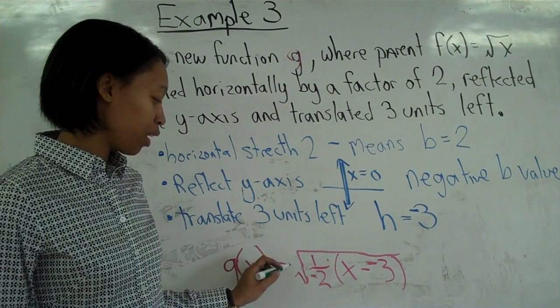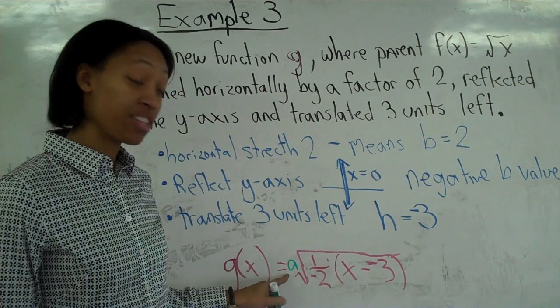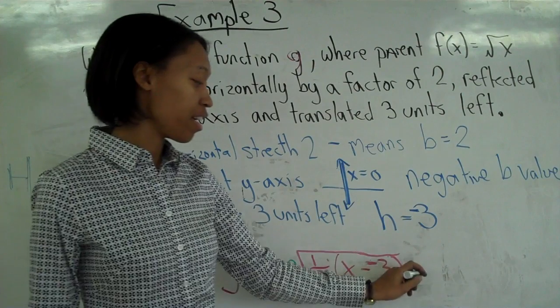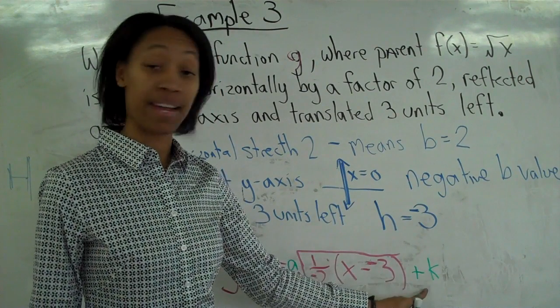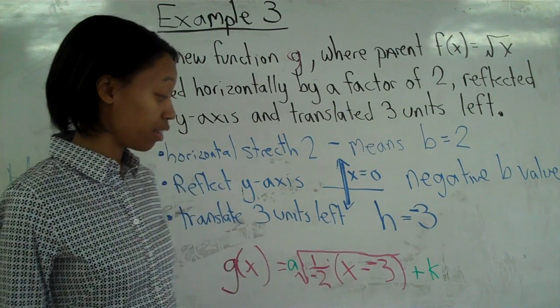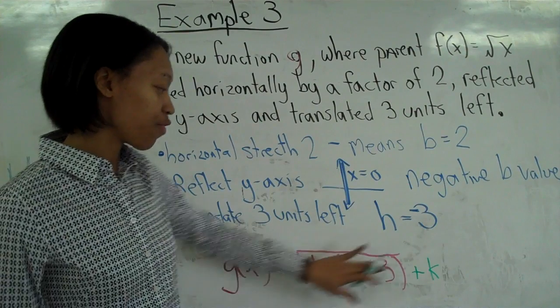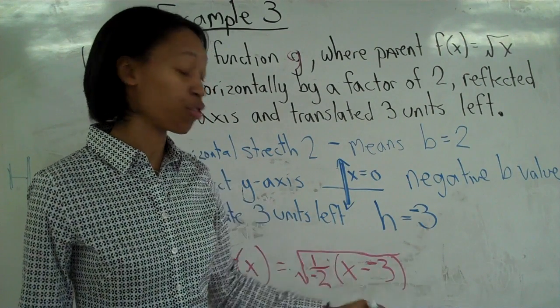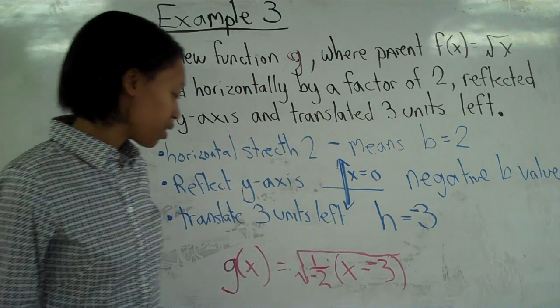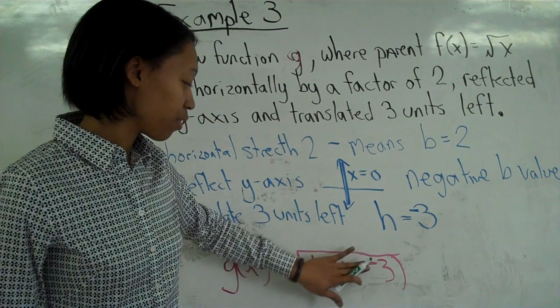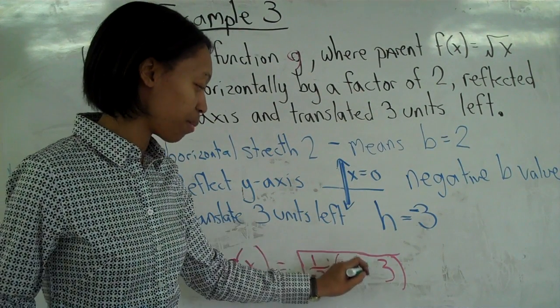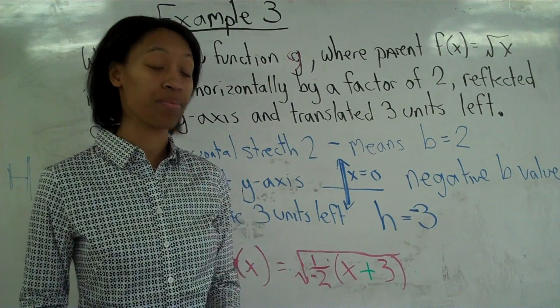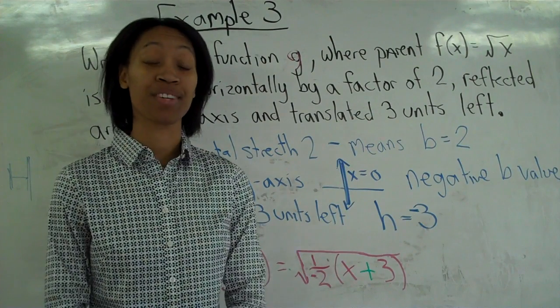Now, think back to that formula. There was no value for a, so we did not have a number in front. And there was no value that we needed for k, so there was no value on the end either. So we just followed that same formula for transformations of these. So that means that this is our answer. The only thing I really want to change is that minus into a plus. And that is the equation. Good job.